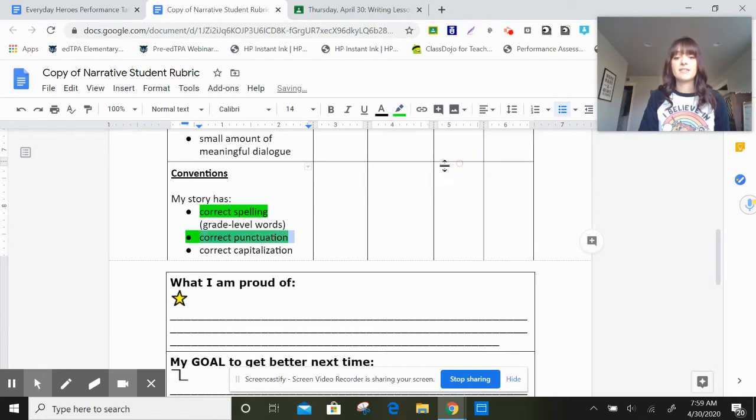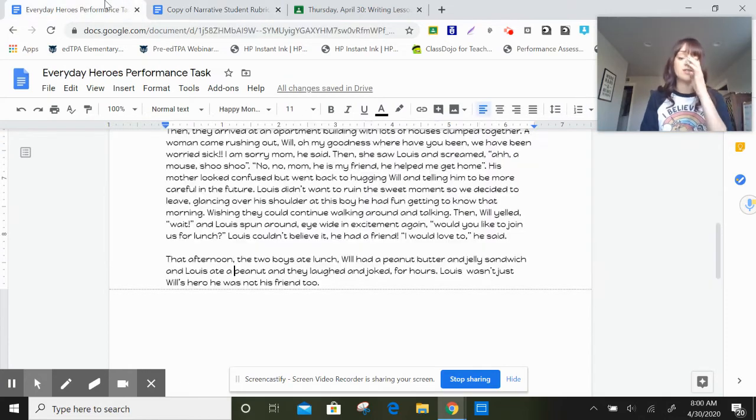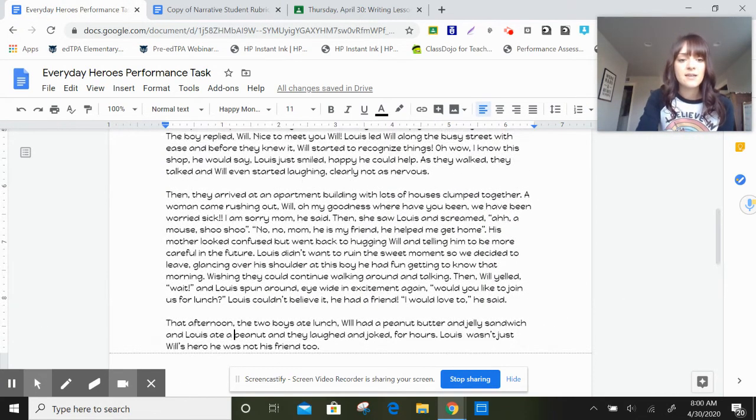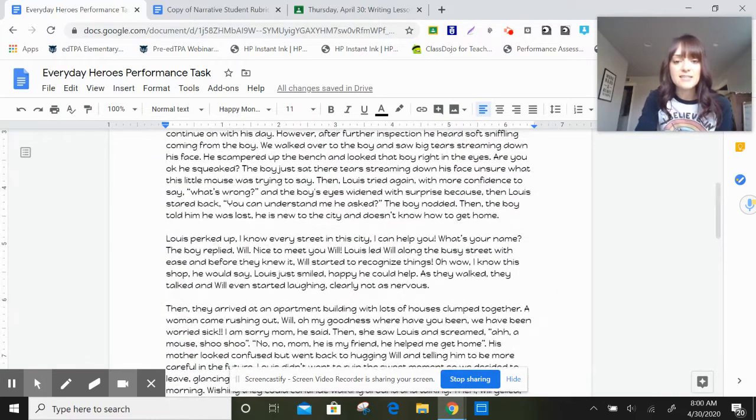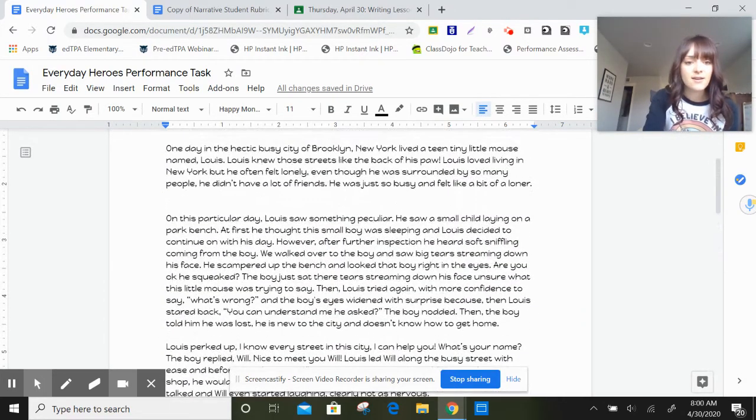And capitalizations, yes, we were looking for that too, but we can keep looking for that just in case we missed anything. Because if there's somebody's name or a place or beginning of a sentence, all of those need to be capitalized, right? So let's quickly glance. Let's see. Louis is capitalized. Will is capitalized. All the beginning of my sentences are capitalized. Okay, looks pretty good, but we'll keep that in the back of our mind because there could be one in there that we missed, right?